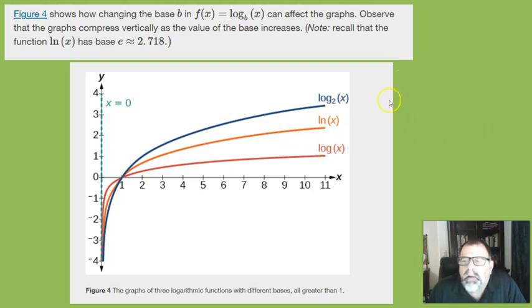And then this log, that's the common log. Hopefully you recall that's base 10. So here's 2, 2.7, and 10, and you can see that they're compressing. Now, between 0 and 1, the higher the base, the quicker it's going to get close. It's going to approach 0 quicker. So this ln is in between the red one, and the blue one gets there the slowest out of those three.